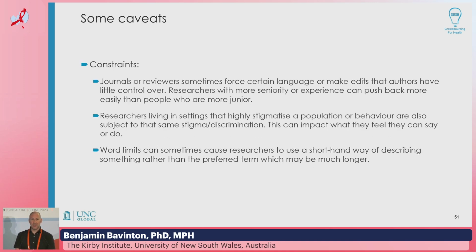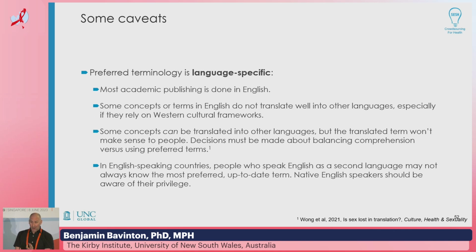So sometimes there are just some constraints. There's word limit constraints. There are some other things that make it difficult for people to use words in the right way. Obviously, preferred terminology is language specific. So I've been talking about English language here today. Most published research in academia is in English, but some concepts and terms in English don't translate well into other languages, or vice versa. Some concepts can be translated into other languages, but the translated term won't actually make any sense to anybody in the target language. So some decisions sometimes have to be made about balancing comprehension versus using the most preferred term.